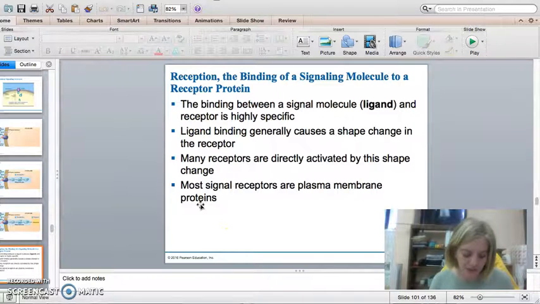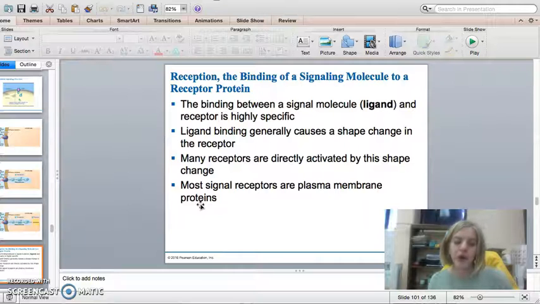So first we're going to talk about reception. And this section is when the signaling molecule binds to a receptor protein. So only certain cells can receive the signals from hormones, and this is all predetermined by the type of cell.